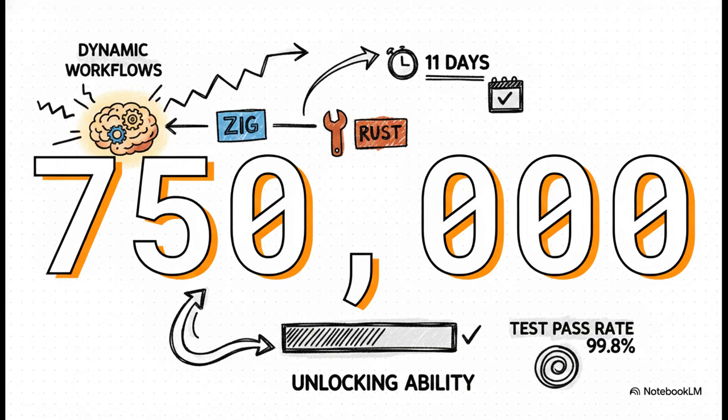But when you finally solve this context limitation, you unlock absolute superpowers. Just look at the Bun runtime as an example. By utilizing dynamic workflows, developer Jarred Sumner ported the 750,000-line Bun runtime from Zig to Rust in just 11 days. Think about that scale for a second. It didn't just get ported, it achieved a 99.8% test pass rate right from the very first commit to merge. I mean, that is the sheer mind-boggling scale we are talking about here.